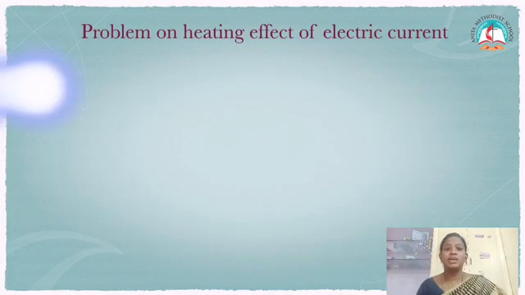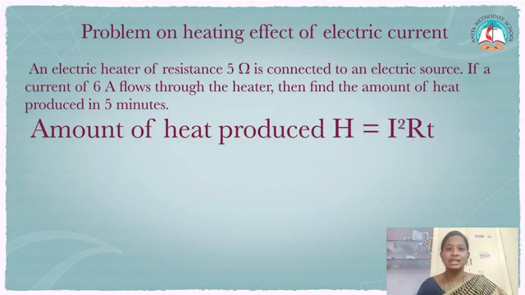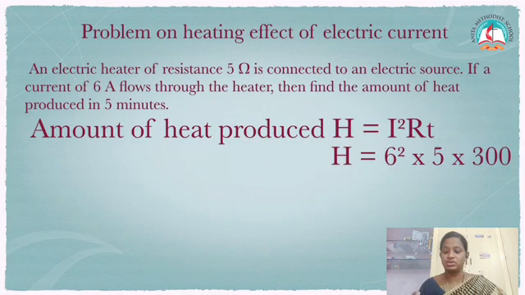Let's solve a problem based on heating effect of electric current. An electric heater of resistance 5 ohm is connected to an electric source. If a current of 6 ampere flows through the heater, then find the amount of heat produced in 5 minutes. We know the formula to find heat, that is H = I²RT, which is the formula to find the amount of heat produced in the circuit.